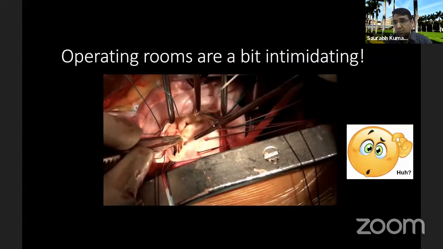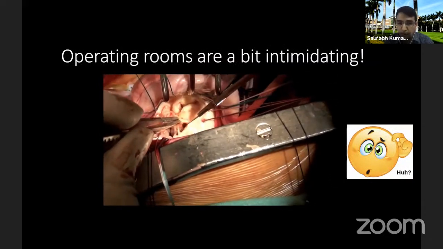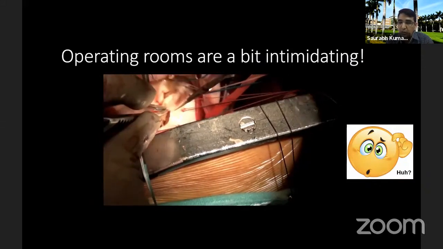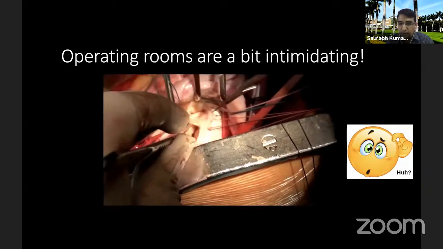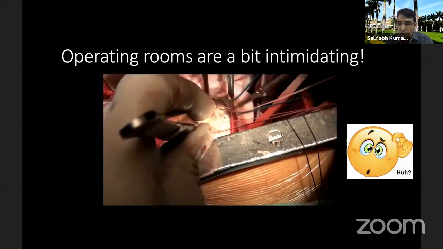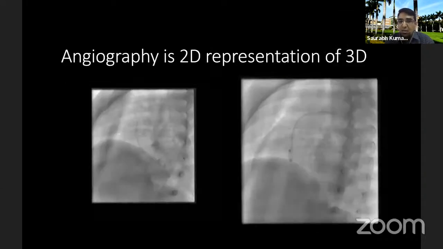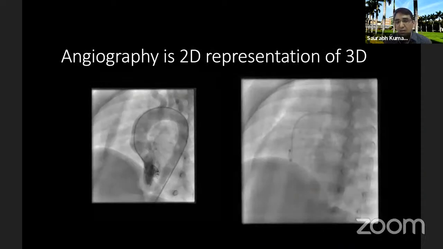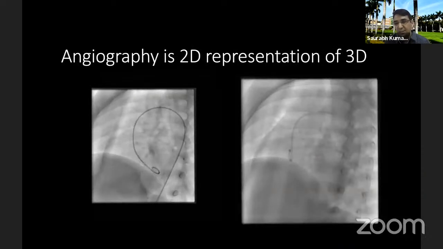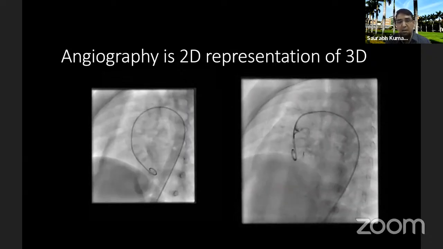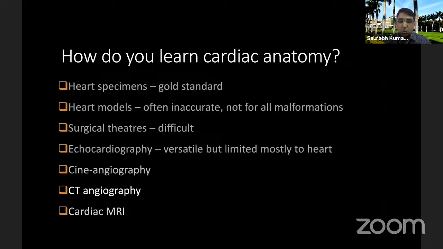Operating rooms are a bit intimidating, maybe not for people like Dr. Sasha, but for many cardiologists who are learning, it becomes a problem to understand exactly what is going on. Echo has its own problems. So what we are left with is angiography, again a 2D representation of 3D, and therefore not a great tool to understand cardiac anatomy. So then how do we learn?